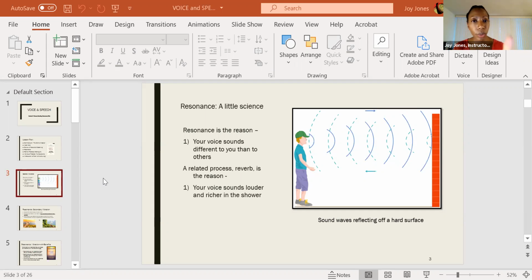I also wanted to share with you, as it says on this slide, there's a related process. Reverb and resonance are slightly different, but resonance and reverb are the reason that your voice sounds different to you than it does on a recording or your voicemail. People say, oh no, that doesn't sound like me. You're hearing the sound in your ear, but you're also hearing it in your body.